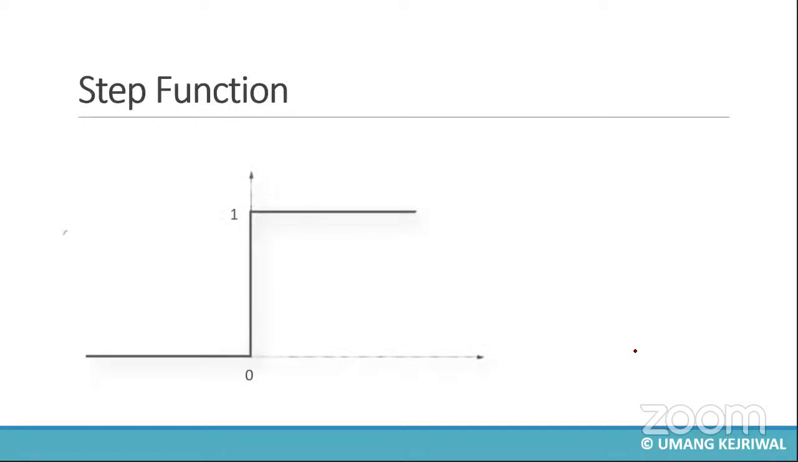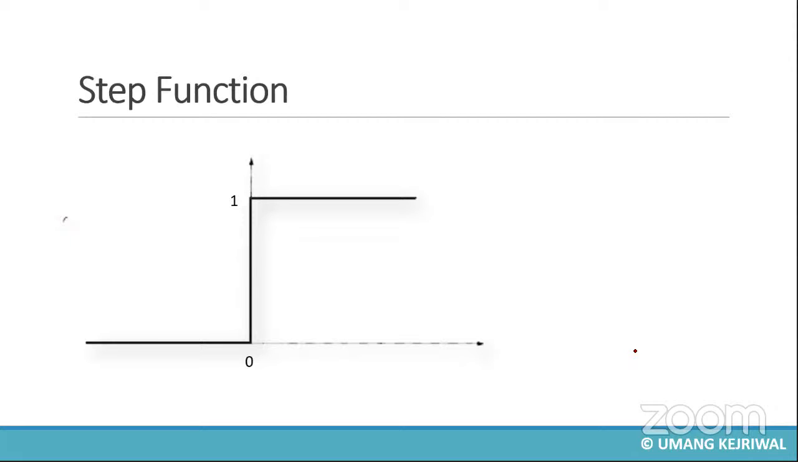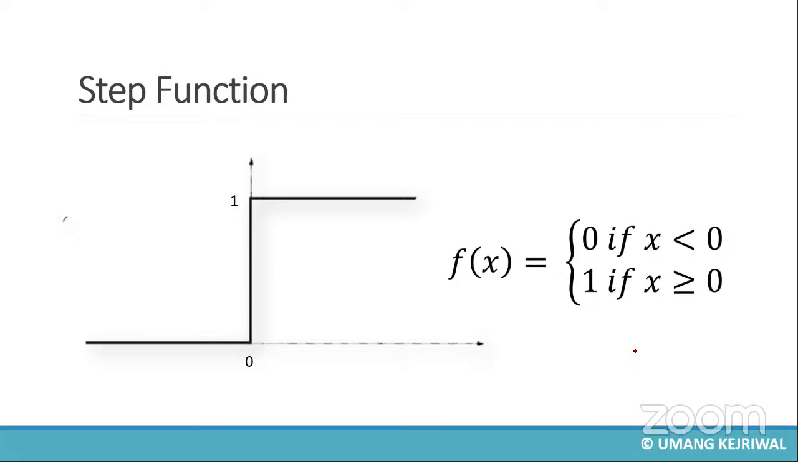First one is the step function. This is the graph, the line of this step function. f(x) is equal to 0 if x is less than 0, and f(x) equal to 1 if x is greater than 0. So there will be only two values, either 0 or 1. If you want your output in the form of 0 and 1, then you can go for step function.